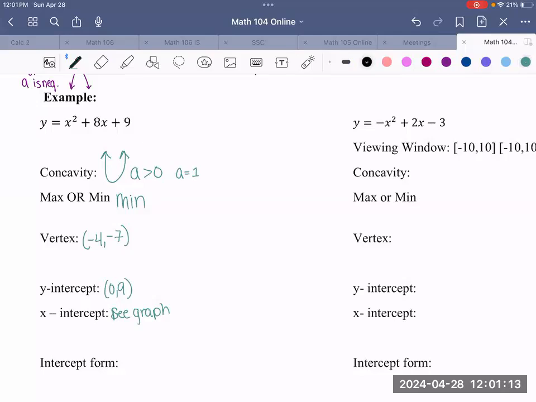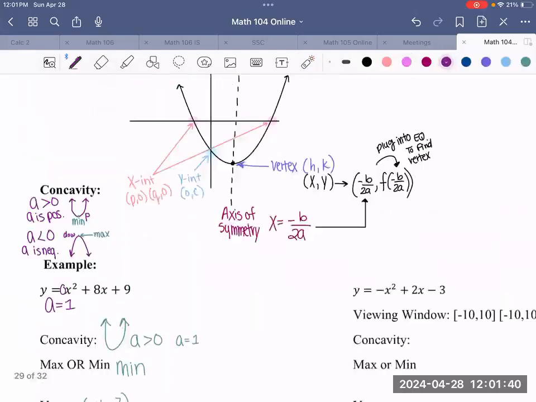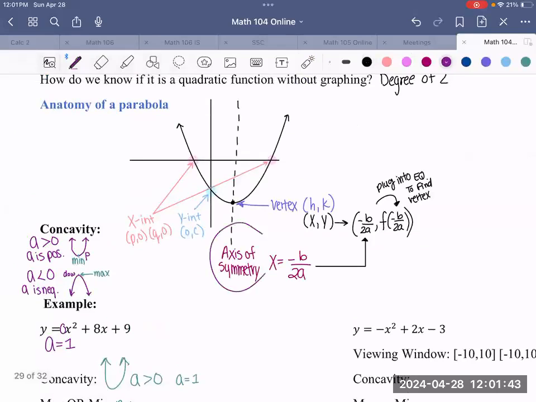So let's say we wanted to do some of these features algebraically. The first one, concavity, other than graphing it, we can determine your shape of the graph given your A. We said A is 1 from here. So that being said, we can determine that it will have this U shape, which then will lead us to a minimum. But let's figure out how we can do your vertex using algebra. Well, that is going to come into play with the axis of symmetry.